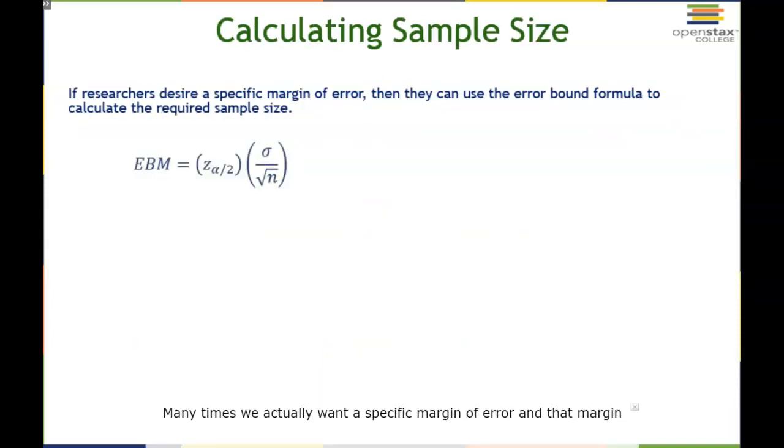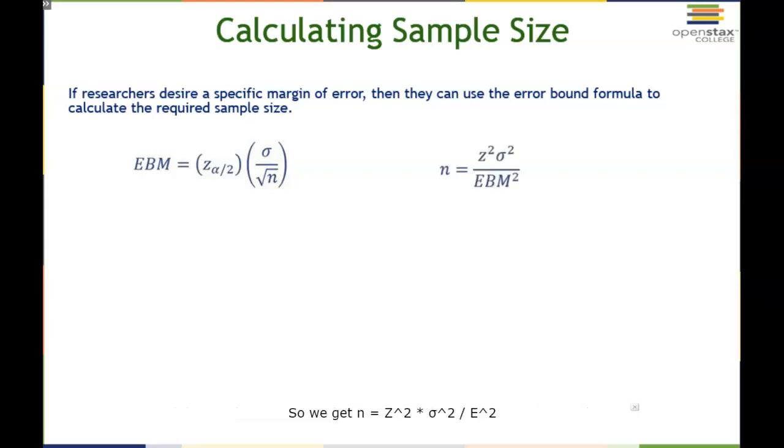Many times we actually want a specific margin of error, and that margin of error is based on several things. So our error calculation is our z times our sigma over the square root of n. So the number of people that we ask is going to be a component of that calculation. If we want to know how many people we do need to ask to have a certain margin of error and to have a certain confidence, we can solve our error equation for n. So we get n equals z squared times sigma squared all over our error squared. That's just algebra, solving for that variable.